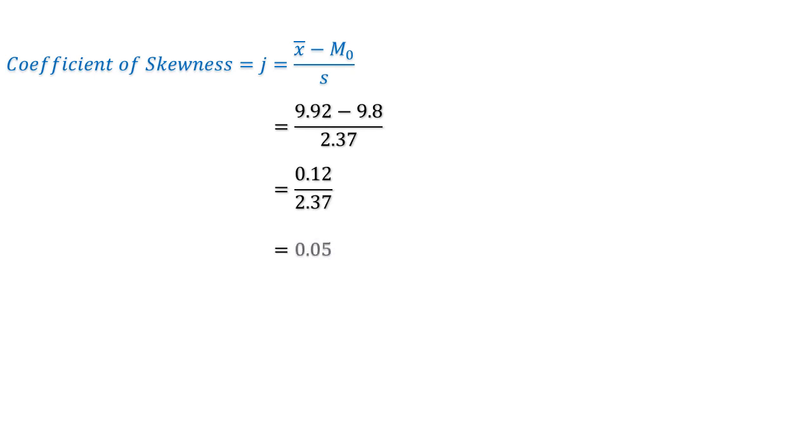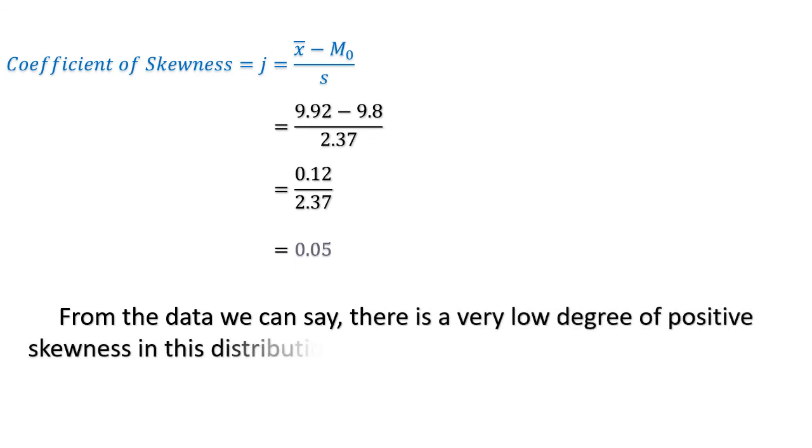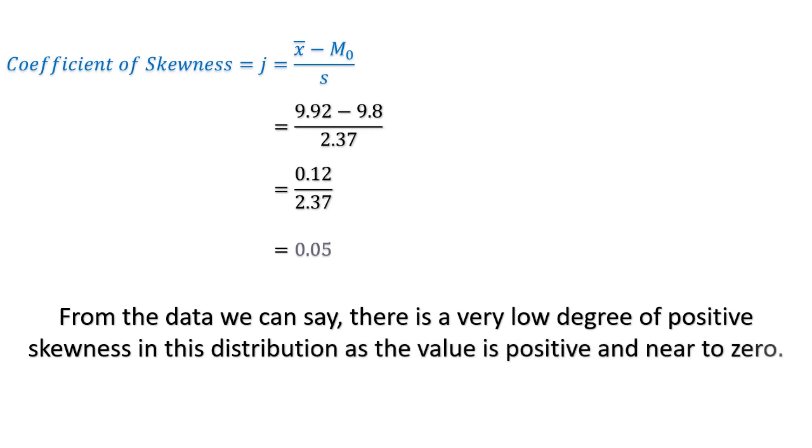Coefficient of skewness, which is J equals X bar minus Mo upon S. Putting the values, 9.92 minus 9.8 upon 2.37, which is 0.12 upon 2.37, which is 0.05. As you can see, this value is very small, very near to 0, and it is positive. So from the data we can say there is a very low degree of positive skewness in this distribution as the value is positive and near to 0.